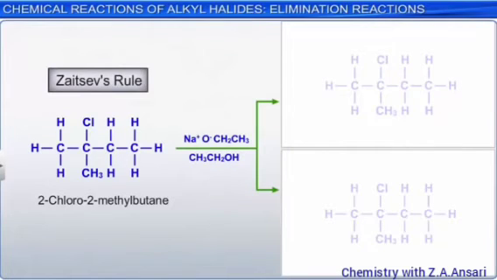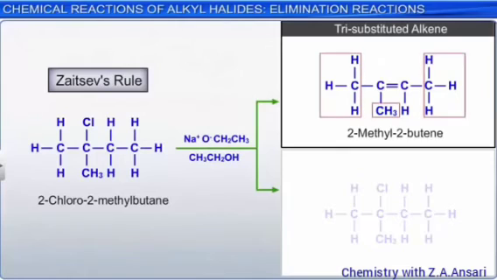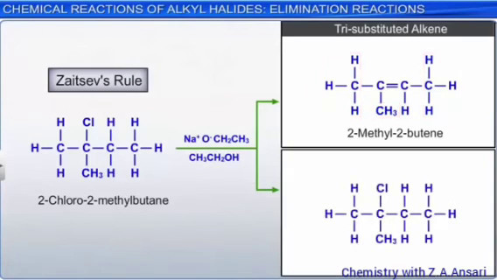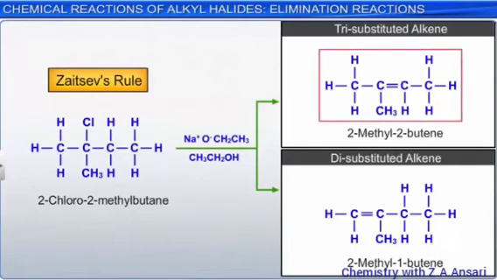Zaitsev's rule predicts which alkene is formed in the greatest amount. 2-methyl-2-butene has three alkyl substituents on the double bond. In comparison, 2-methyl-1-butene is disubstituted. Therefore, Zaitsev's rule predicts that 2-methyl-2-butene is the major product.